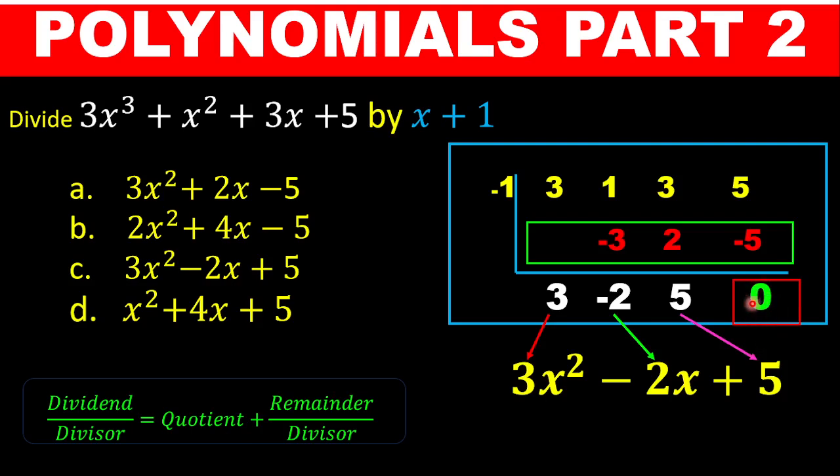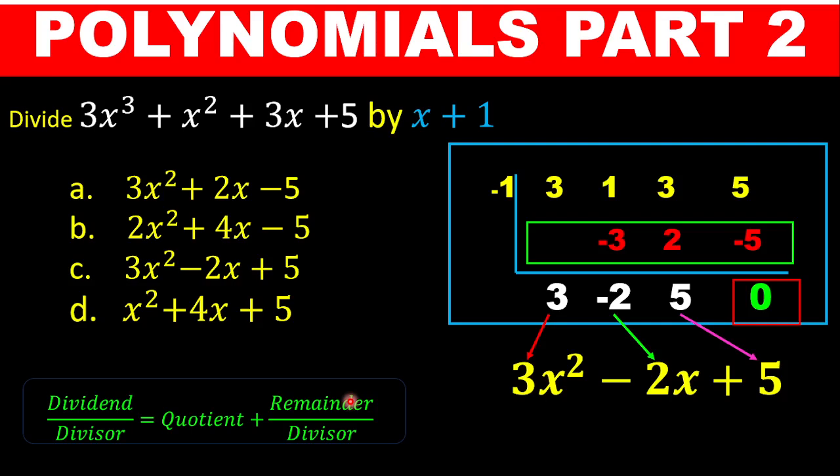Now assuming this one was not 0, and let's say we had a different number here, maybe 2, then we will have the quotient, which is what we have gotten here, plus the remainder over the divisor. The divisor is the factor used to divide this. So assuming this one were to be 1, then the final answer would have been 3x squared minus 2x plus 5, and then plus the remainder, that is 1 over the divisor. Now to get a better understanding, the next example is going to give a bit more clarity to it.